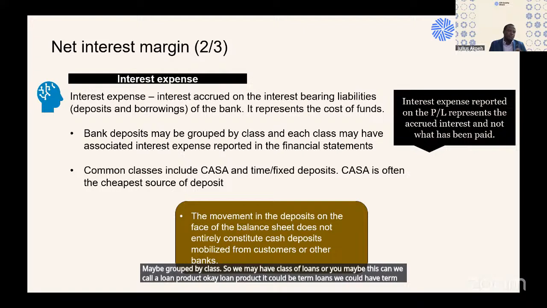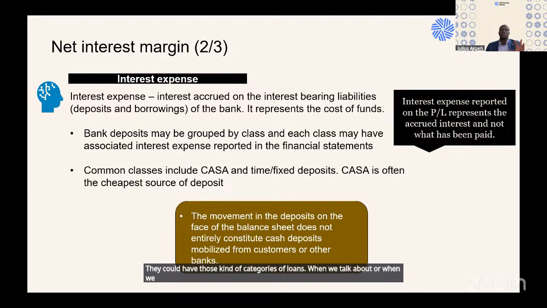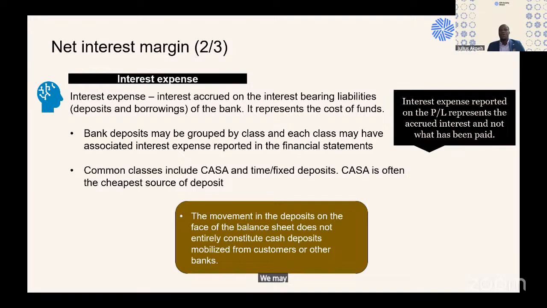We have overdraft. And in most banks, we have staff loans, right? They could have those kinds of categories of loans. When we come to the deposits, since getting interest expense is a matter of taking a deposit and applying a rate, when we get to the deposit side, we may have classes of deposits. And the commonest you all know is the CASA.